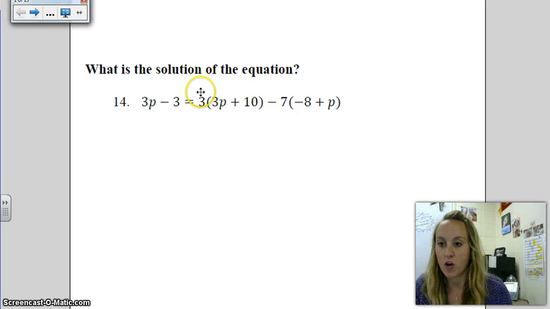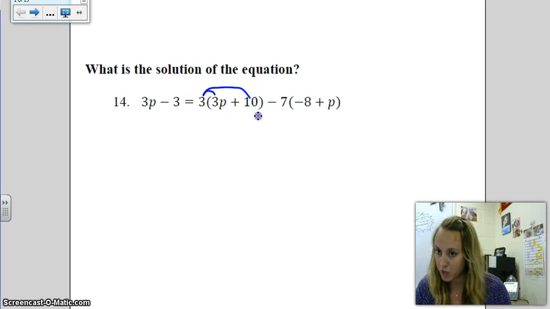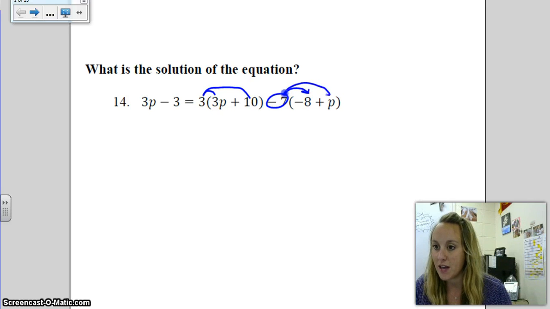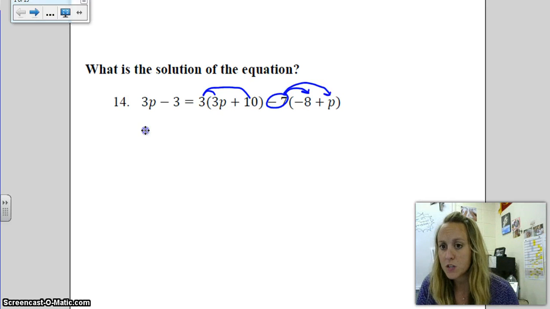All right, this is one of the harder parts for us to remember. This first one we do just fine with distributing that 3. Here is where we tend to make a little mistake. You have to distribute that -7 to everything inside. So let's bring this down. You have 3p minus 3 equals 3 times 3p, that's 9p plus 30.